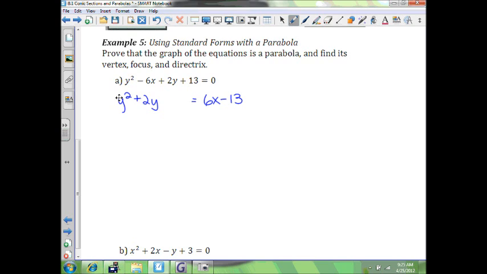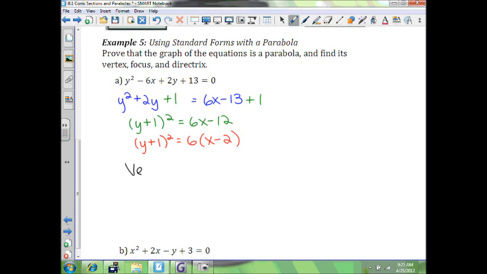As you can probably guess, we're probably going to have to complete the square here. Half of 2 is 1, 1 squared is 1. We're going to add that to the other side as well. So I have y plus 1 quantity squared when you factor. Those two numbers that multiply to get 1 also add up to 2. It's going to be 1 and 1. That's going to equal 6x minus 12. Now you can go a little bit further here. That equals 6 times x minus 2.